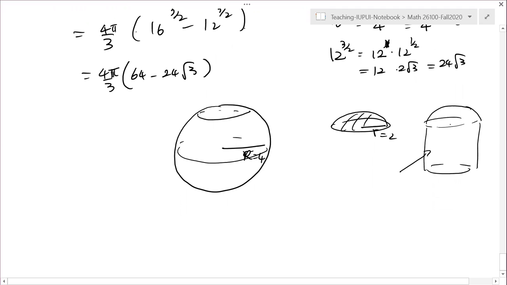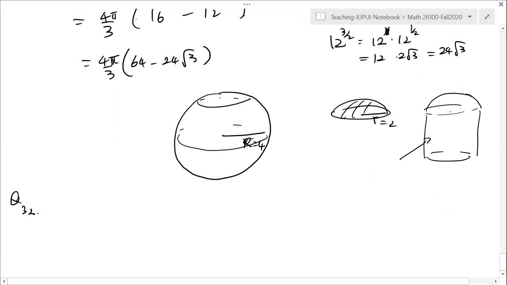Let's try this. That's problem number 32. We are not given the domain.